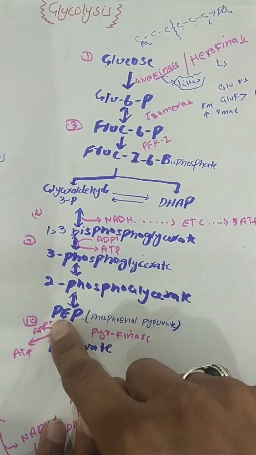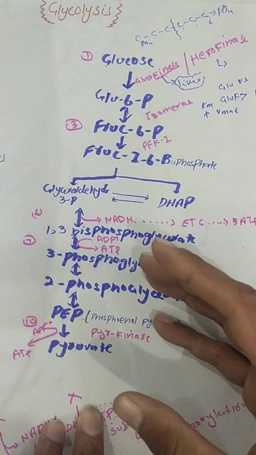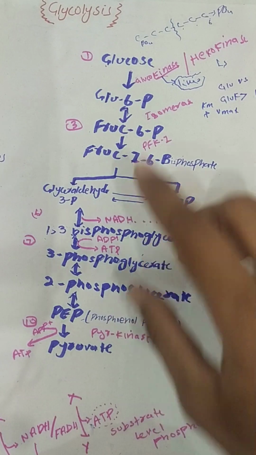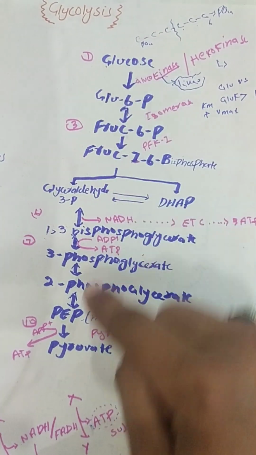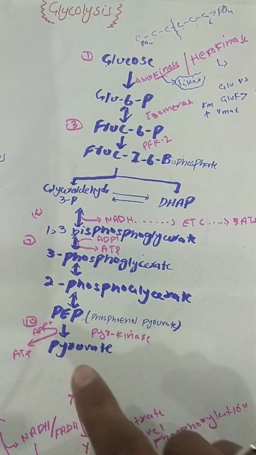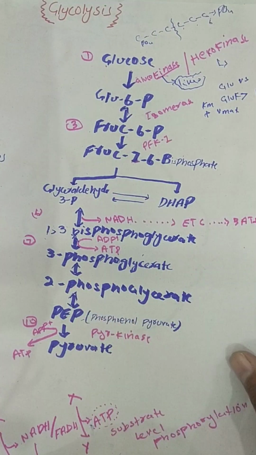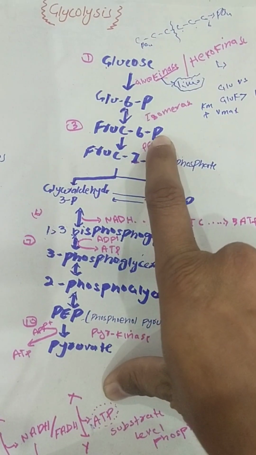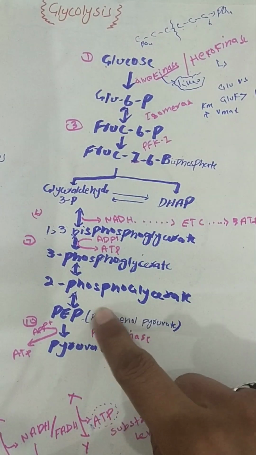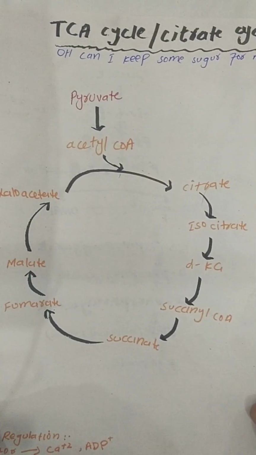Steps 1, 3, and 10 are the regulatory steps. All of these things I discussed in my previous lecture. In glycolysis, we got the pyruvate from the glucose. This whole reaction occurs in the cytosol. When pyruvate is produced, it goes to the mitochondria, and then further reactions occur there.